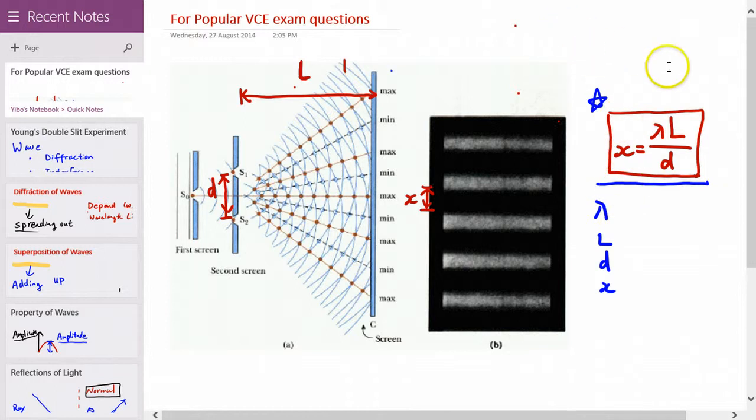So if you have any questions reading this formula, give your teacher a call, so they will be able to help you read it.